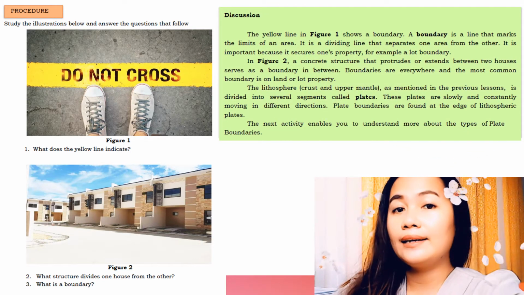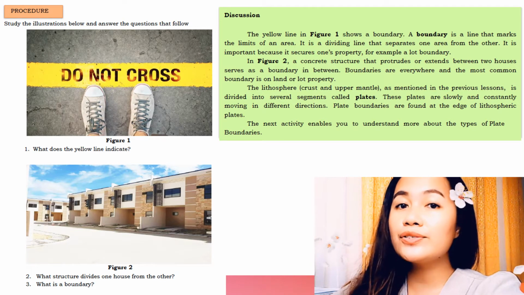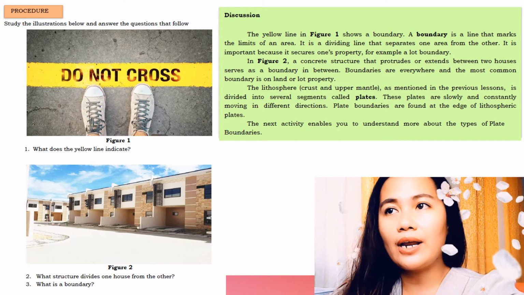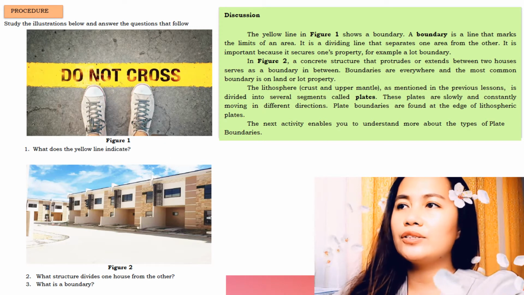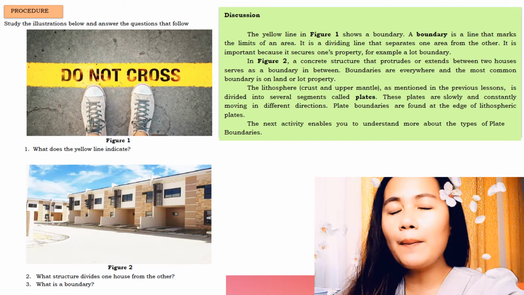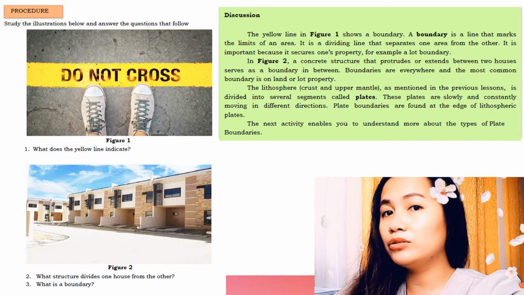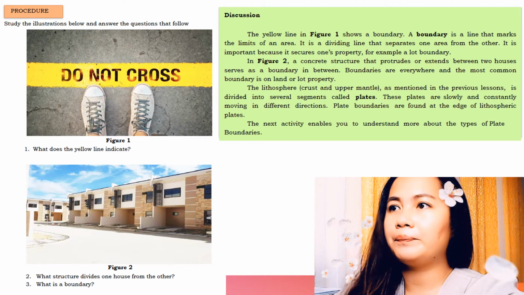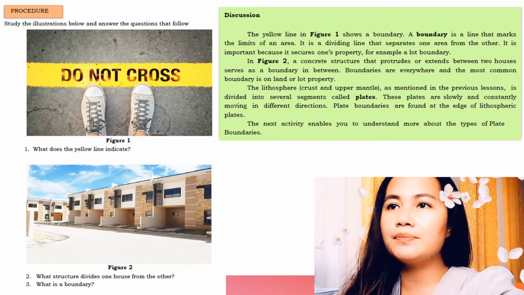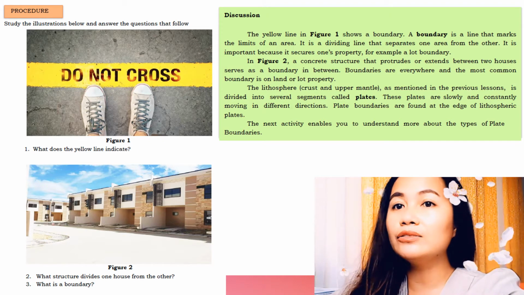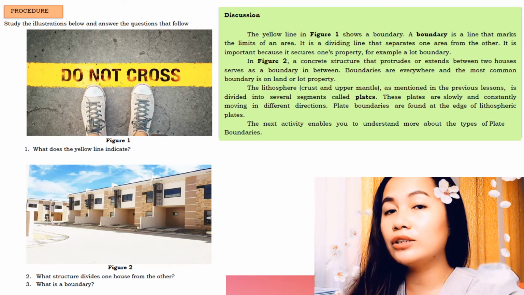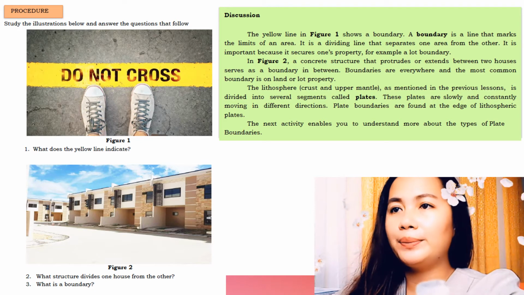Discussion. The yellow line in figure 1 shows a boundary. A boundary is a line that marks the limits of an area. It is a dividing line that separates one area from the other. It is important because it secures one's property. For example, your lot boundary. Figure 2, a concrete structure that protrudes or extends between two houses serves as a boundary in between both houses. Boundaries are everywhere, and the most common boundary is on land or in lot property.